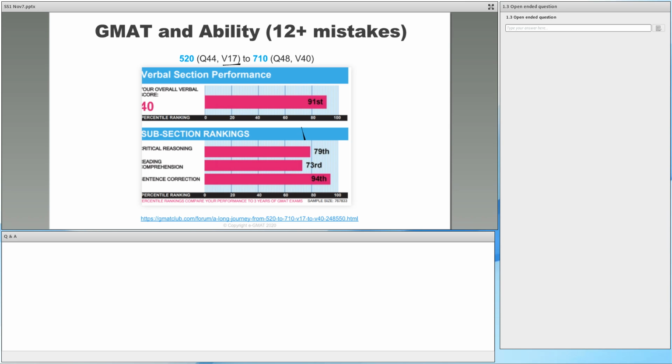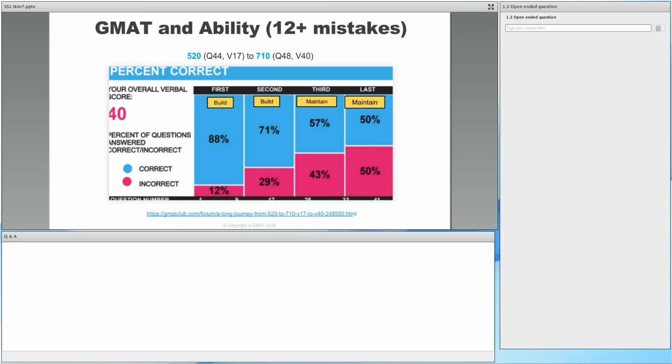There's an example of a guy who went from V17 to a V40. V40 is 91st percentile over here. You can really see his ability scores. These ability scores that I'm talking about are from your enhanced score report. You can watch a success story over here, or if you Google GMAT club plus a long journey 520 to 710, you'd get to that debrief.